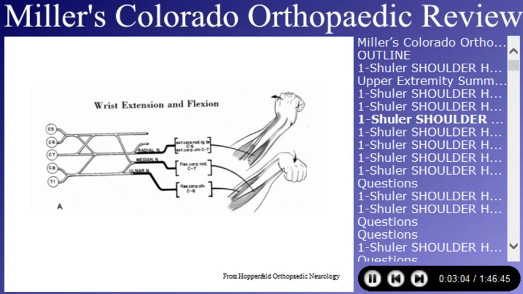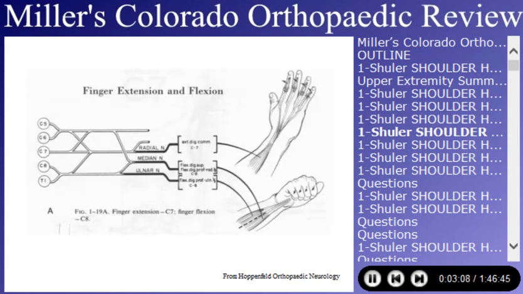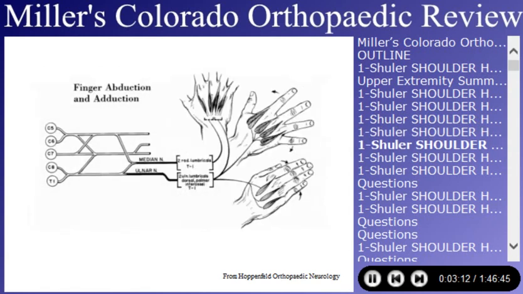Median nerve does flexor carpi radialis. Ulnar nerve is flexor carpi ulnaris. Finger extension and flexion, shown here. Finger abduction and adduction. Don't forget interossei, ulnar nerve.